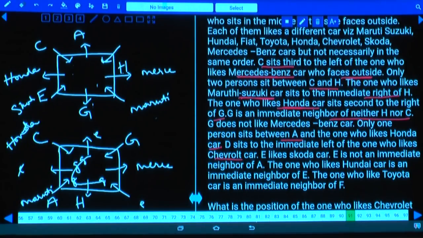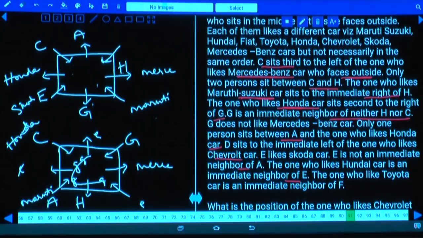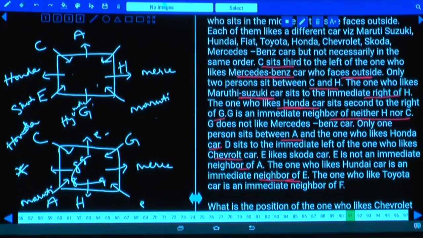As there are two possibilities, the one who likes Hyundai is an immediate neighbor of E. Hyundai is an immediate neighbor of E. E cannot be at this place. E can be either here or here. In this one, this person G must like Hyundai car. G likes Hyundai. The one who likes Hyundai is an immediate neighbor of E. The one who likes Toyota is an immediate neighbor of F. Toyota is an immediate neighbor of F.